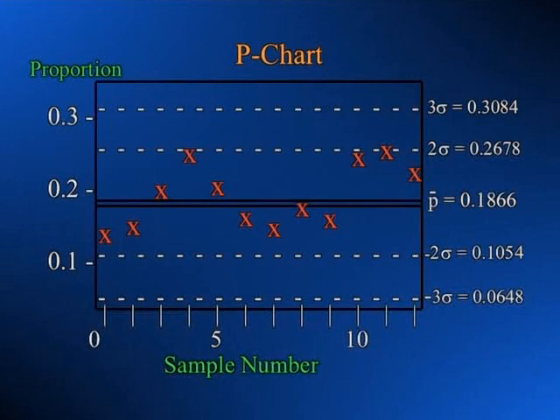And the third out-of-control signal would be at least 2 of 3 consecutive points lie beyond 2 standard deviations on the same side of the center line. No, we don't have that either. So we have none of the out-of-control signals, so this information is in control.